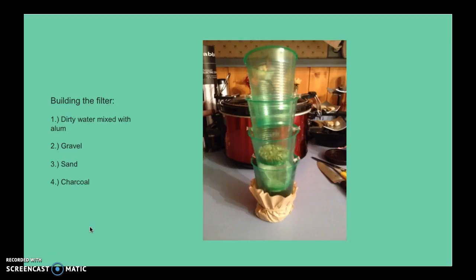In building the filter, I chose to first have a level of the dirty water being mixed with the alum. That would then pass through the gravel that was provided. Next, the water would filter through the sand with the cheesecloth in the bottom of the cup. And then I chose to have the charcoal at the end of my filter to remove any odor or further impurities in the water.